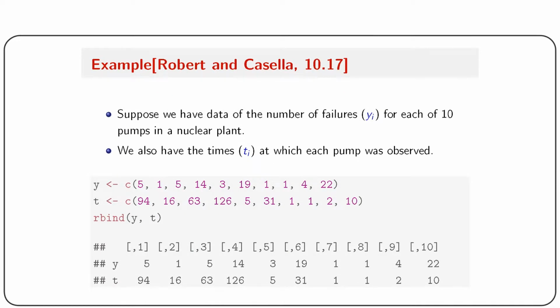Suppose we have data of the number of failures y_i for each of 10 pumps in a nuclear plant. We also have the times t_i at which each pump was observed. Say y equals c(5, 1, 5, 14, 3, 19, 1, 1, 4, 22) and t is c(94, 16, 63, 126, 5, 31, 1, 1, 2, 10), and r-bind y and t, then you will get this data. So now the data is ready.